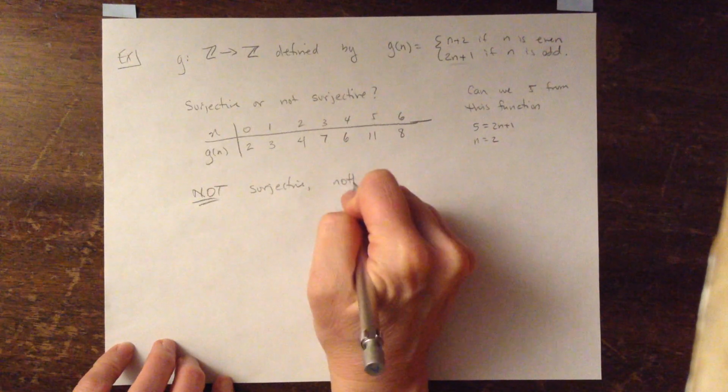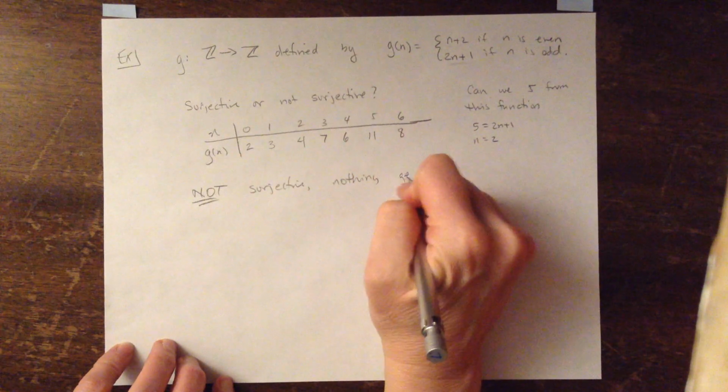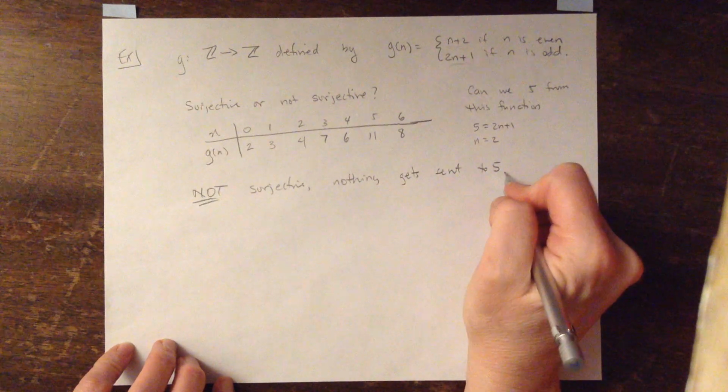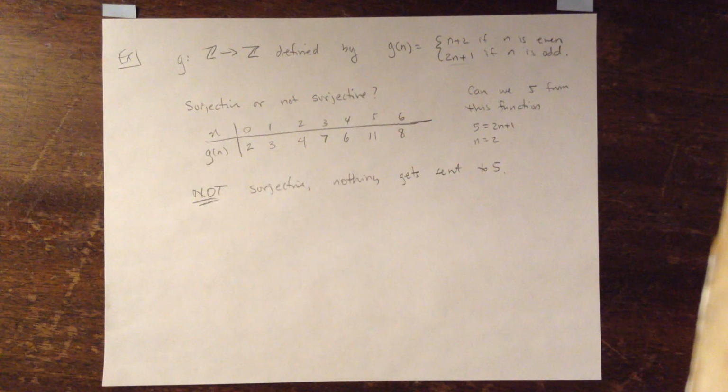Because nothing gets sent to 5. Now, nothing gets sent to lots of other things also, but in order to not be surjective, there only has to be one thing that doesn't get sent to something in the codomain. So that is not surjective. Okay, so that is surjective.